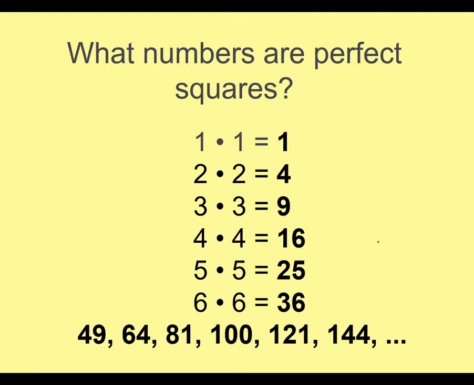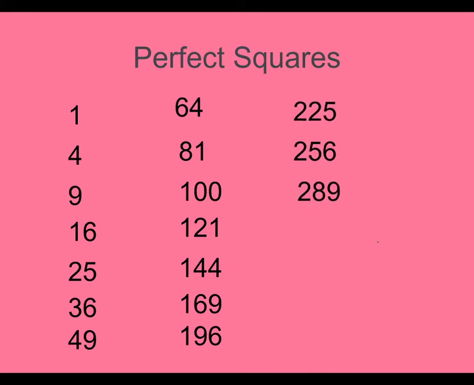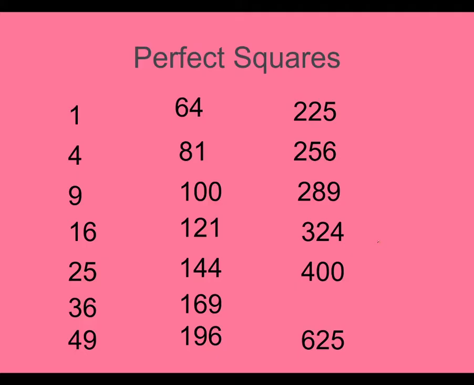So aside from perfect square, meron din tayong perfect nth root, yung mga perfect cube root, fourth root, and so on. So bakit naging perfect square? Square root of 1 is 1, square root of 4 is 2, 9 is 3, and so on. So dapat alam nyo to.